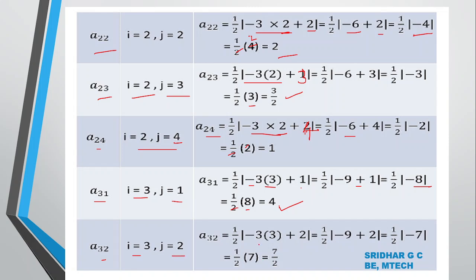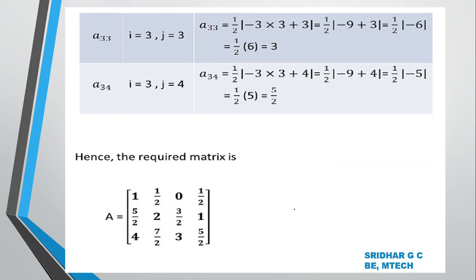Same way for A32, i equals 3, j equals 2. So substitute here, 3 3s are 9, plus 2, so it will become minus 9 plus 2, it is minus 7. Minus 7 of magnitude is positive, so the answer is 7 by 2. See, simple way: substitute all the elements, solve for all the elements.